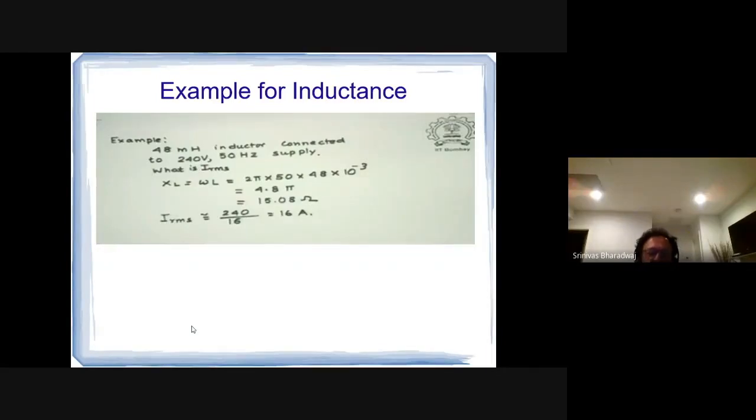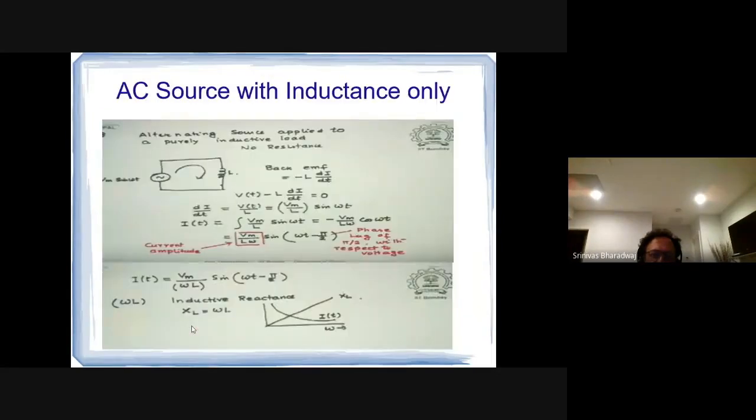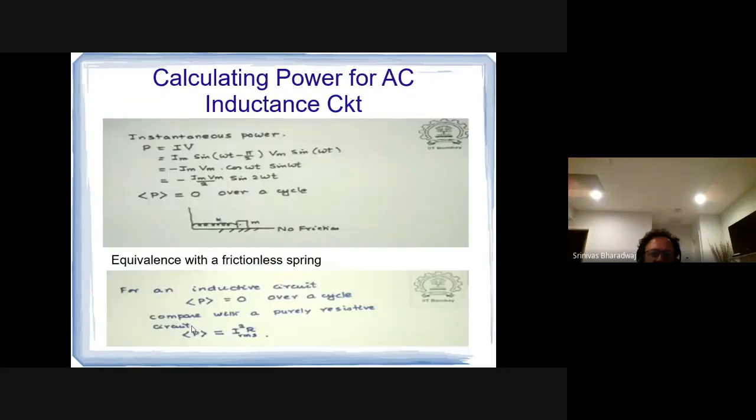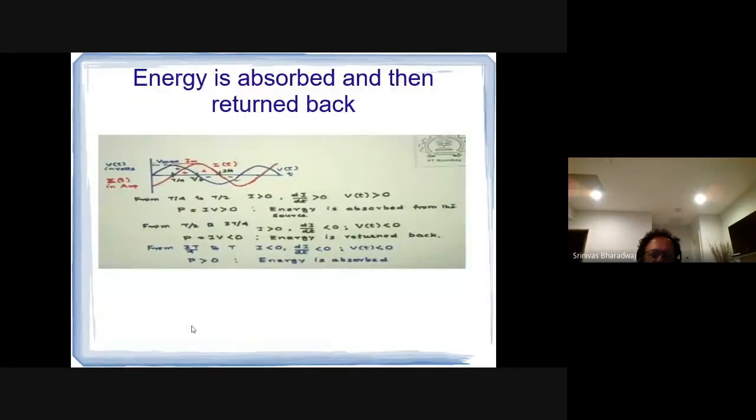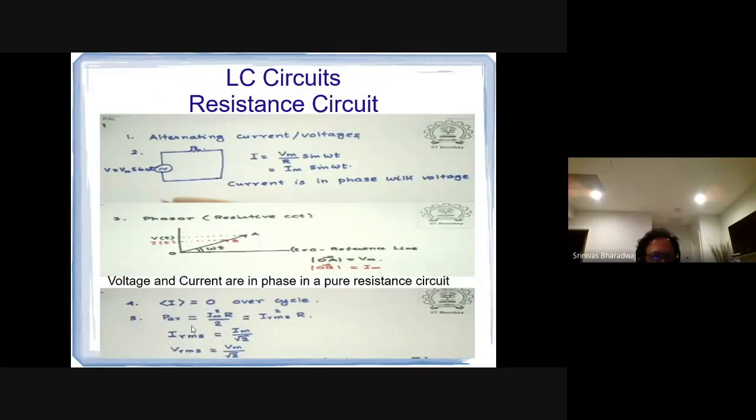So we then introduce this term, reactance, which is given by omega L. XL equals omega L, and V is equal to I R, that kind of an equation. I is the I RMS, and so you use omega L as your reactance. It is like a resistance in the context of V equals I R.